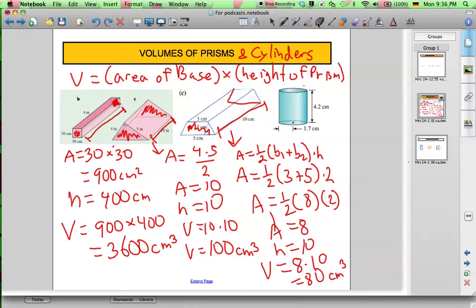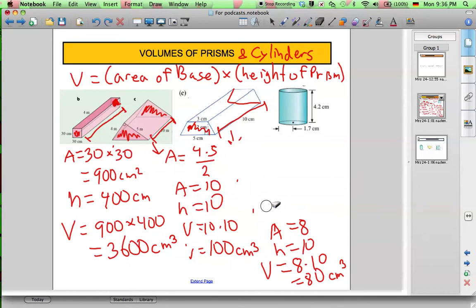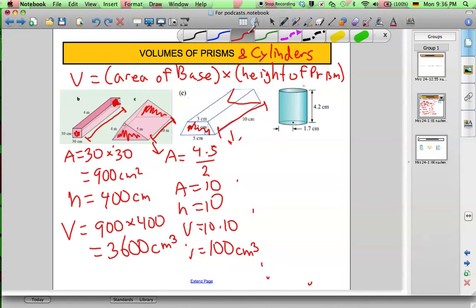Let me make some room so I can continue on with this one. Let me erase the trapezoidal prism. Sorry about that. Okay. Alrighty. So, in a cylinder, our bases are circles. So the area of a circle is pi r squared.